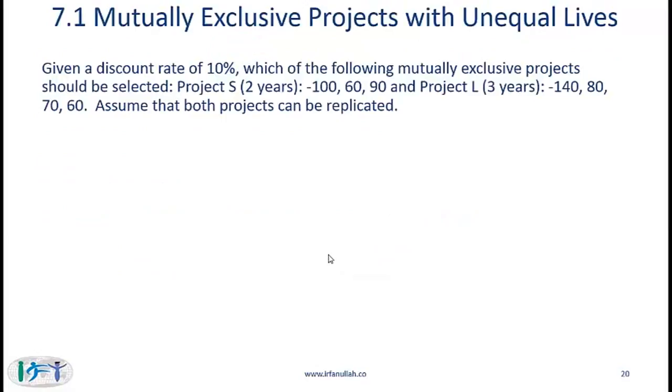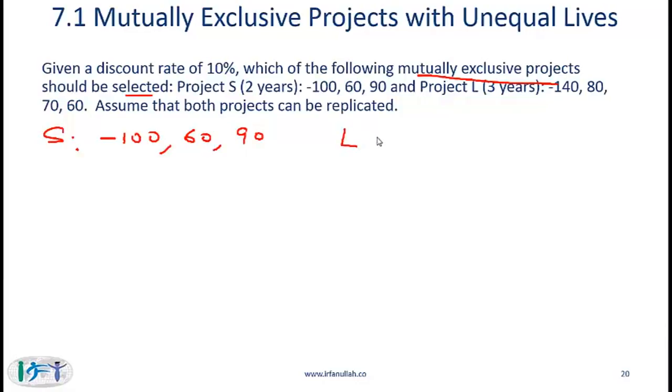First, we look at a scenario where we are comparing projects that have a different life, and we'll do this through a very simple example. Given a discount rate of 10%, which of the following mutually exclusive projects should be selected? One is project S, where the initial cash outflow is 100, then at the end of year 1 you get 60, end of year 2 you get 90.